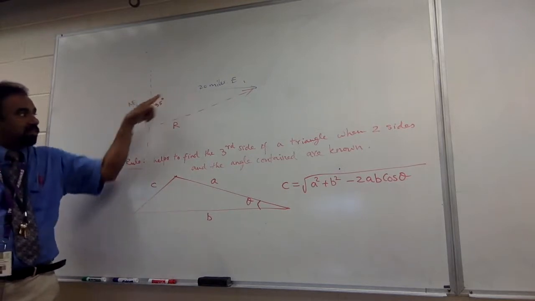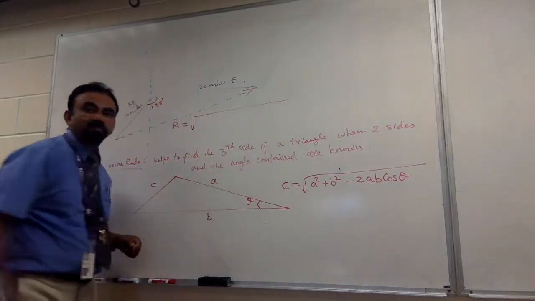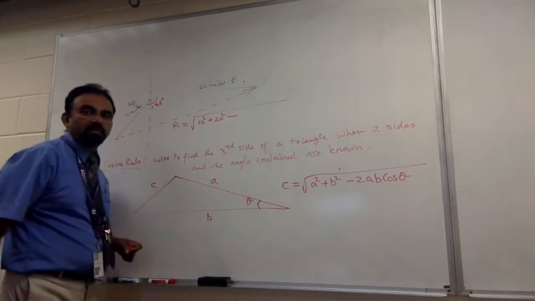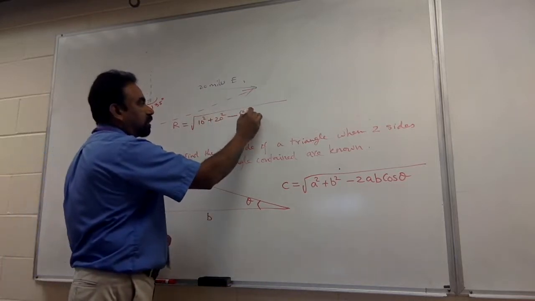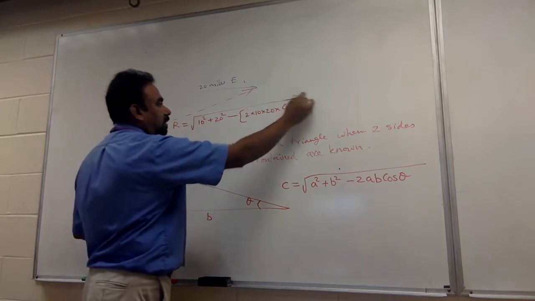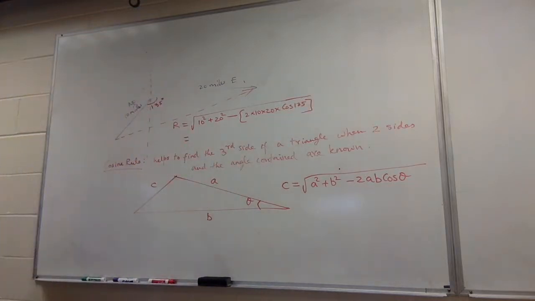We have this, and we have this. You need to find R. So what is R? Square root of 10 squared plus 20 squared minus 2 times 10 times 20 times cosine 135. What do you get? Everyone work on the calculator and tell me the answer. That will give us the resultant. Everyone should work on the calculator.